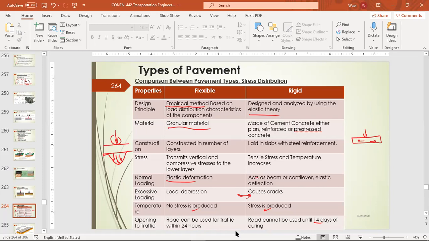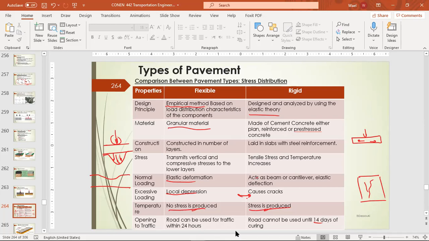In case of excessive loading, there is local depression. That means there is permanent deformation in the pavement like this. But here, on the surface of the pavement, you will have cracks generated if there is excessive loading. For temperature, there is no stress generated in flexible pavement. However, for rigid pavement, usually there is thermal stress produced from temperature variations.